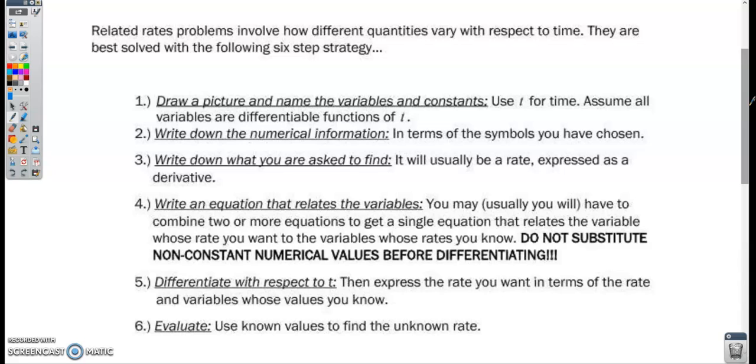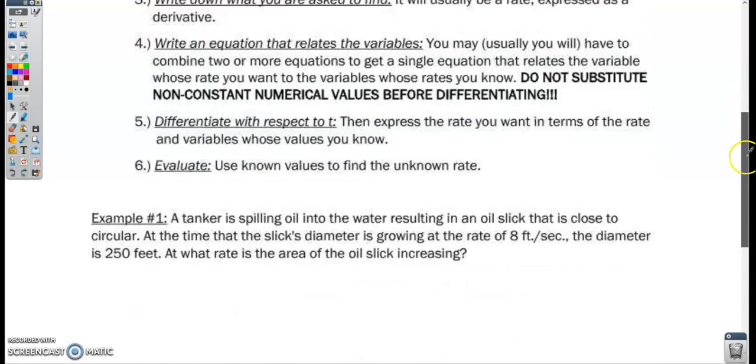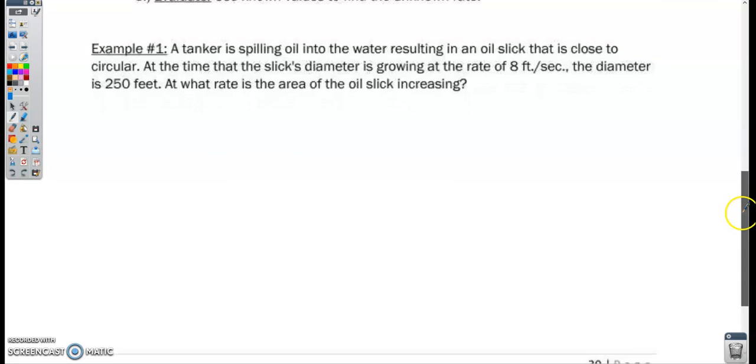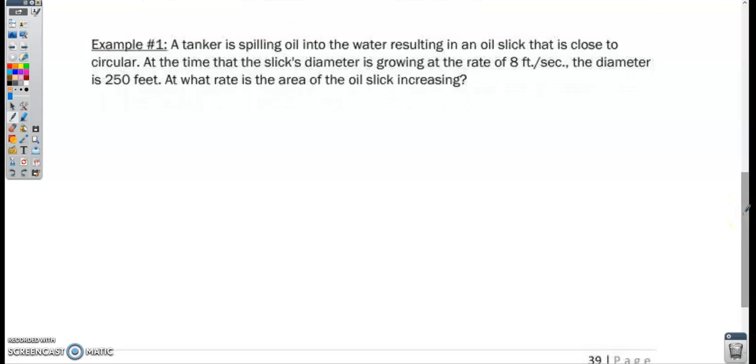Then we're going to differentiate with respect to t, which will allow us to express the rate we want in terms of the rate and variables whose values we know, and then we're going to evaluate. Use the known values to find the unknown rate. Let's work our way through example 1, using these 6 steps.